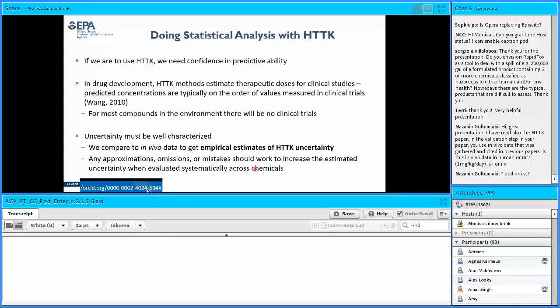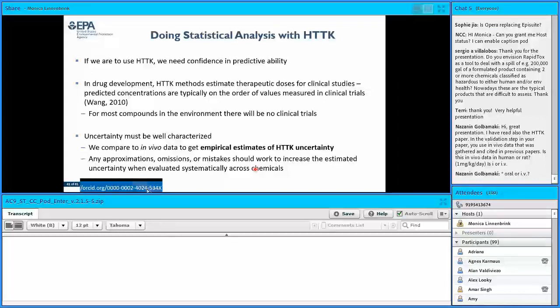So we want to do statistical analysis. If we're going to use HTTK for some sort of public health protection, we need to have some sort of confidence in our predictive ability. And so in drug development, it's pretty well accepted that these numbers get you on the order of magnitude, so plus or minus threefold of what you need when you look at the clinical trial.